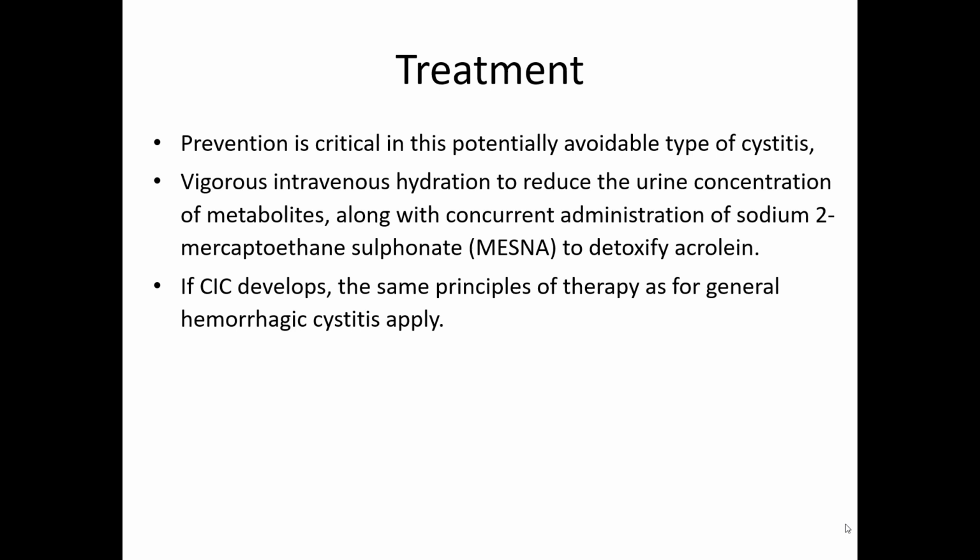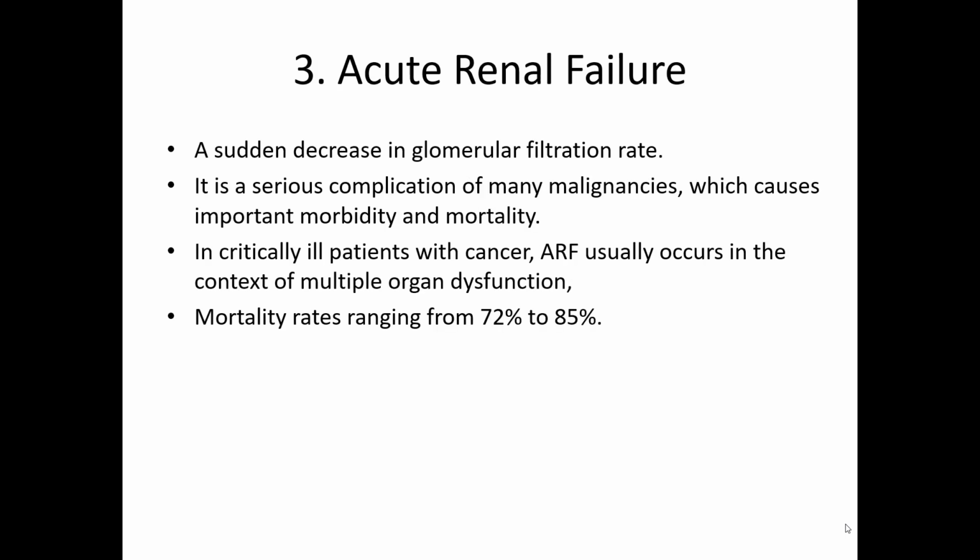If bleeding or interstitial cystitis develops after this mode of prevention, and the patient still develops cystitis, you treat accordingly. Acute renal shutdown or acute renal injury is another sequela of treating malignancies. It's a sudden decrease in glomerular filtration rate. It's a serious complication of many malignancies, which causes important morbidity and mortality.